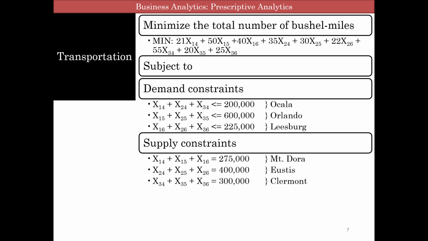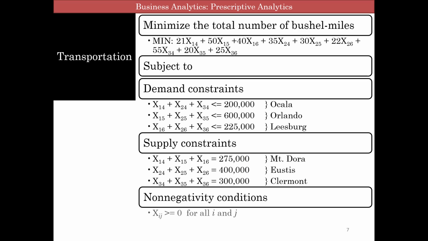Your supply constraints, on the other hand, will have equal to constraints because you're going to send everything you have. So all the arrows going out of Mount Dora, 1, 4, 1, 5, 1, 6 will be equal to 275,000. And of course, you'll have non-negativity constraints. So it's important you understand that when supply is less than demand, supply constraints will have equal to, demand constraints will be less than or equal to.